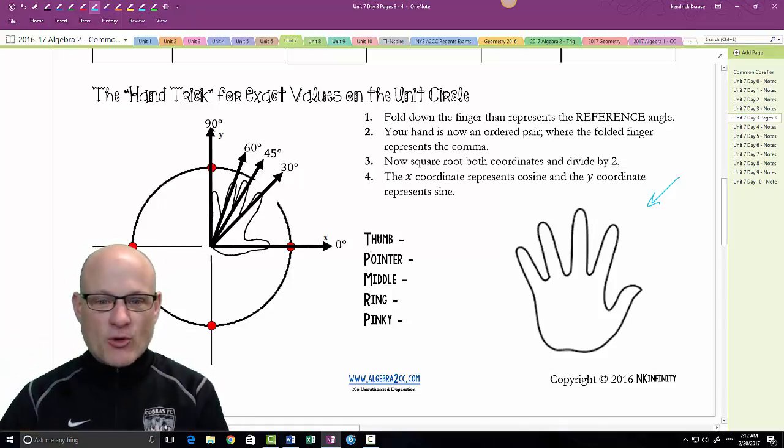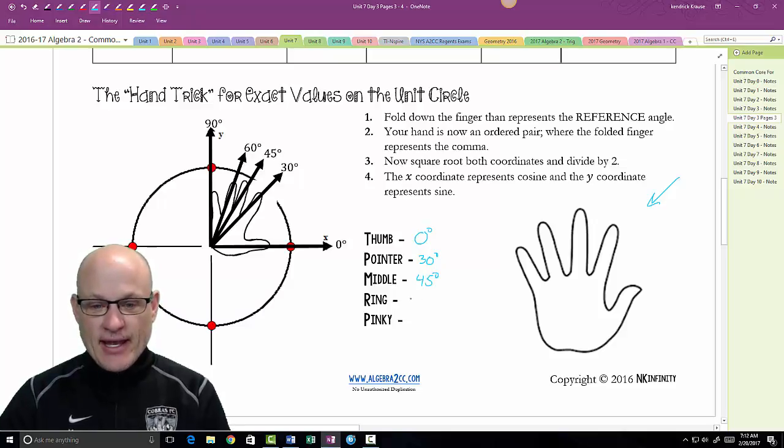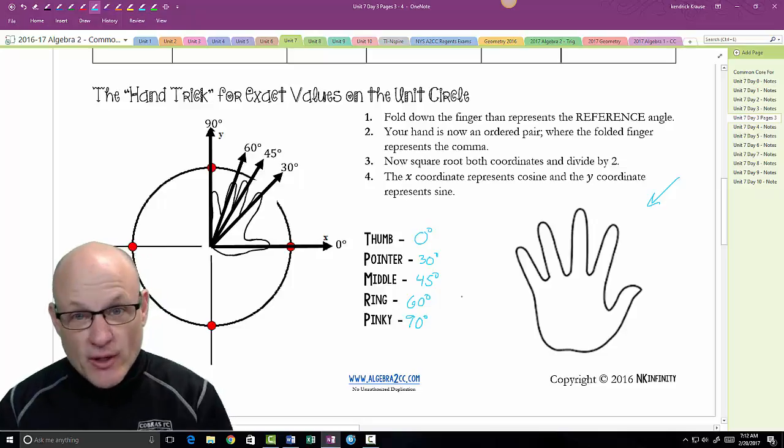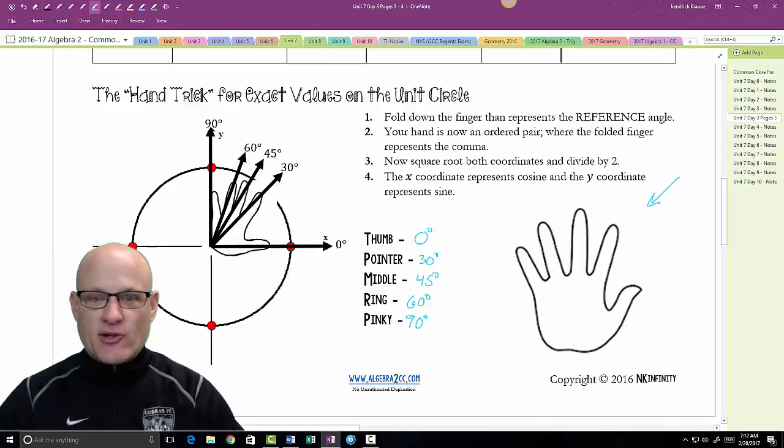All right, so here's how it works. Our thumb is going to represent 0 degrees. Our pointer finger is going to represent 30 degrees, then 45 degrees, and then 60 degrees, and then our pinky is going to represent 90 degrees. Now, this is a really cool way to remember these things. All right, so let's check this out.